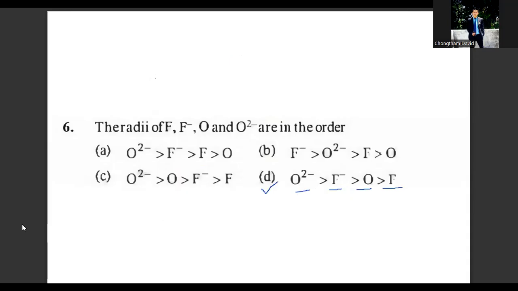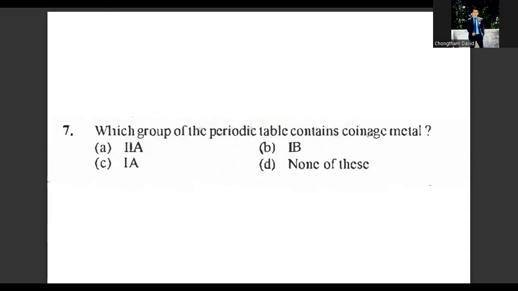Question number 7. Which group of the periodic table contains coinage metal? In the ancient days, currency coins were made from copper, silver, and gold. So copper, silver, and gold are referred to as coinage metals. They belong to group 1B, the d block of the modern periodic table. This is based on Mendeleev's classification. So B, 1B is the answer.